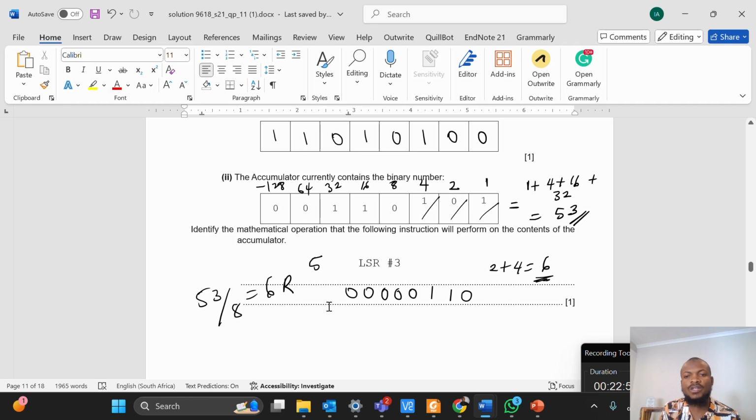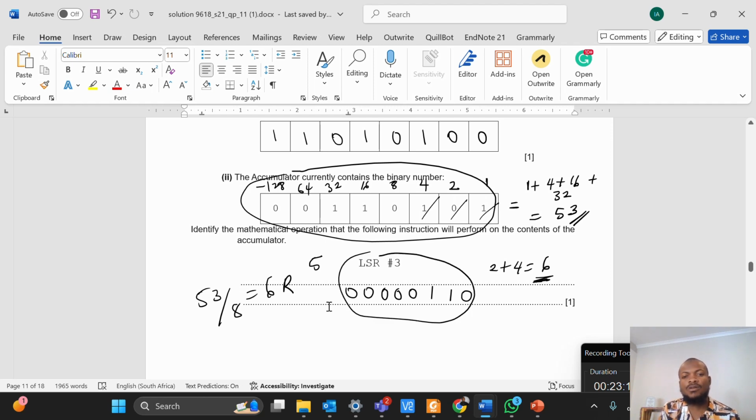So that means that when you divide 53 by 8, the whole number is what you have here as 6. So that means that when you divide this binary number by 8, the whole number is what you get when you do LSR 3. When you shift this bit to the right 3 times, you get the whole number when you divide the binary by 8. So that is the answer. Is that understood?